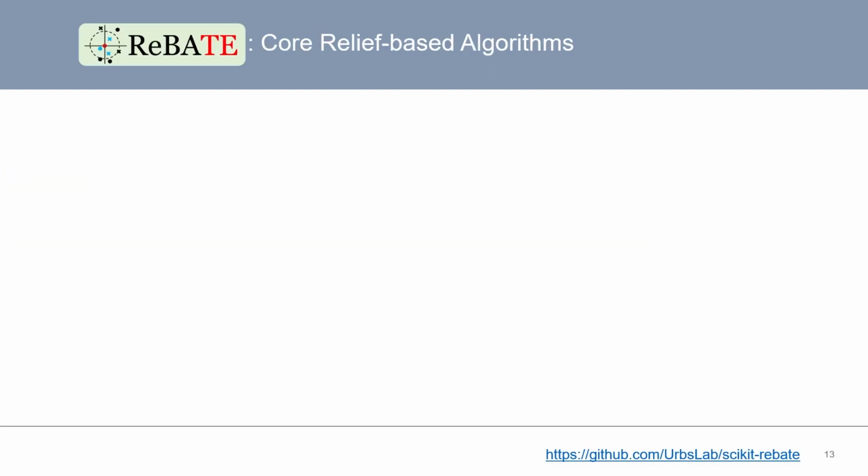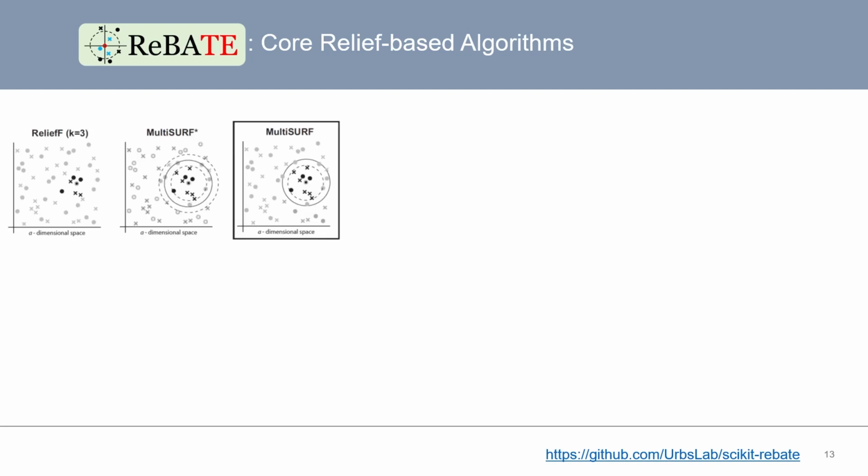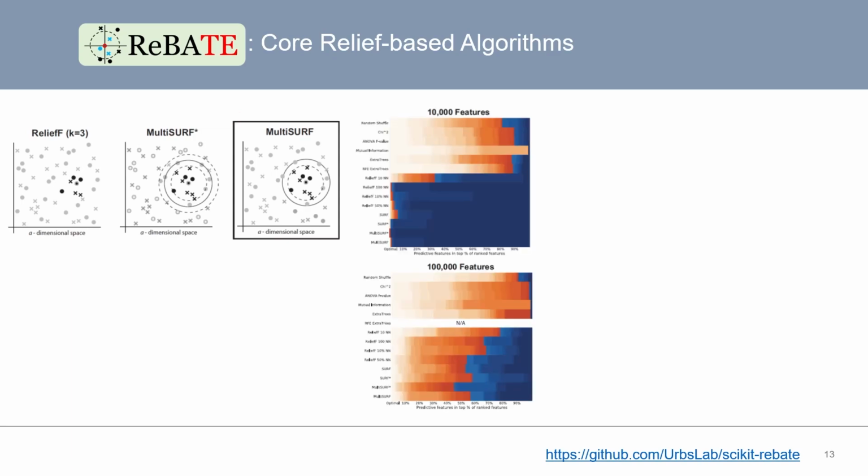Moving on to ReBATE, which is our software for interaction-sensitive feature selection, this scikit-learn-compatible software package allows users to easily run any of a variety of relief-based feature selection algorithms, including our own top-performing feature selection algorithm, MultiSurf, which is currently incorporated into STREAMLINE. Our previous research demonstrated the efficacy of these core feature selection algorithms, but also identified that when the feature space gets particularly large, their reliability in being able to detect pure epistatic interactions begins to degrade.